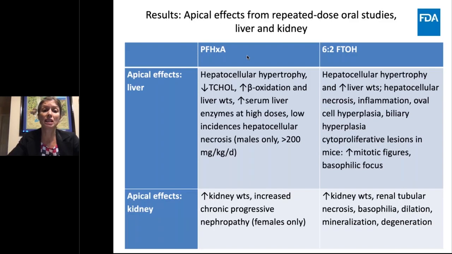So in the kidney, you get some increased kidney weights, but the majority of the effects are in the liver. The kidney is comparatively spared with perfluorohexanoate, whereas you get marked kidney toxicity with the fluorotelomer alcohol, including increased kidney weights, renal tubular necrosis, basophilia, dilation, mineralization, and degeneration.